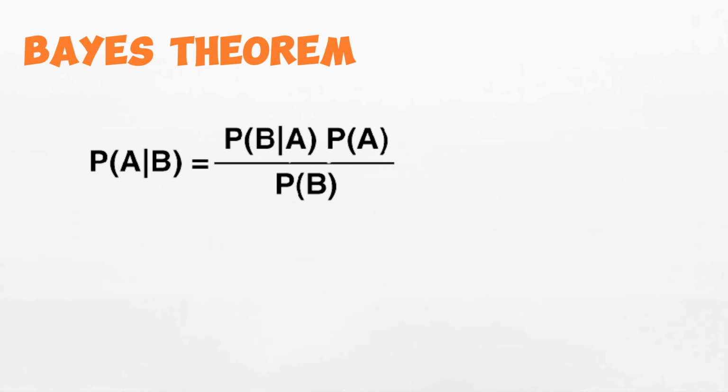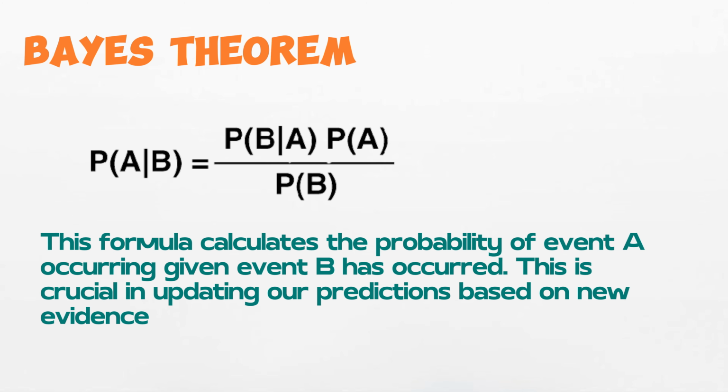Bayes theorem. Bayes theorem states the probability of A given B is equal to the probability of B given A multiplied by the probability of A divided by the probability of B. This formula calculates the probability of event A occurring given event B has occurred. This is crucial in updating our predictions based on new evidence.